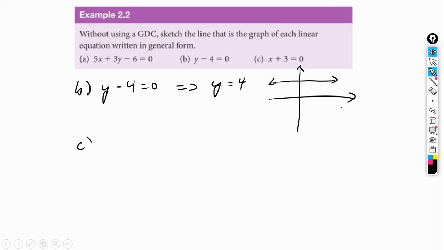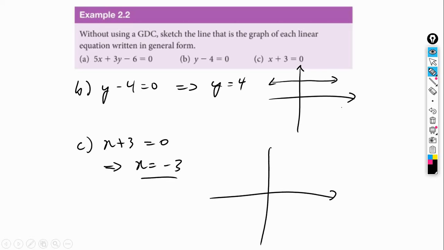For C, they give us x plus 3 is equal to 0. Rearrange this, it's going to be x equals minus 3, and this is just going to be a vertical line. So then the graph of that is simply going to be a vertical line that goes through x equals negative 3, and this would be the graph for C.